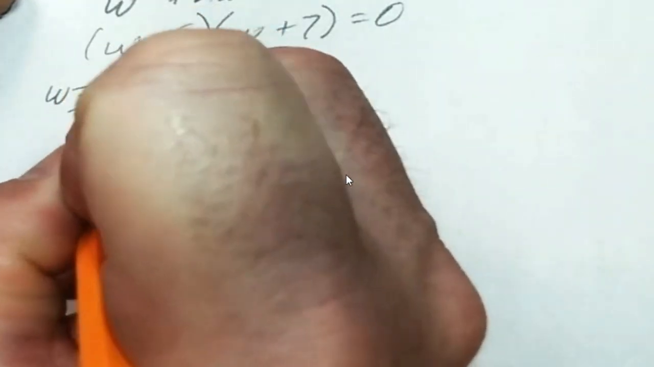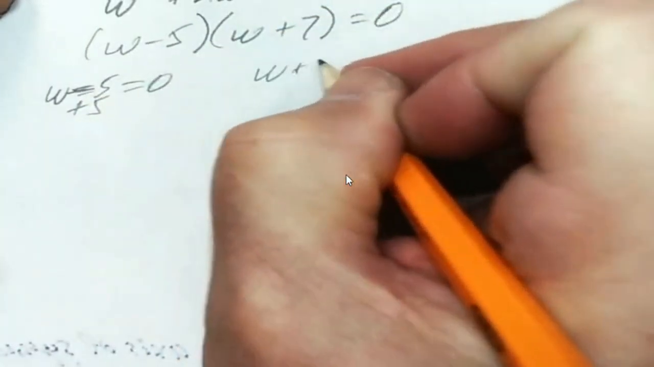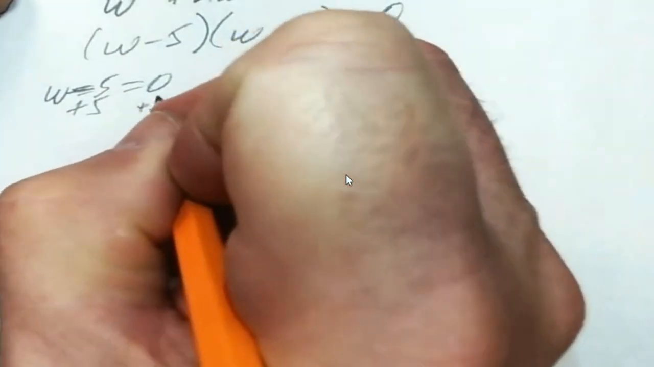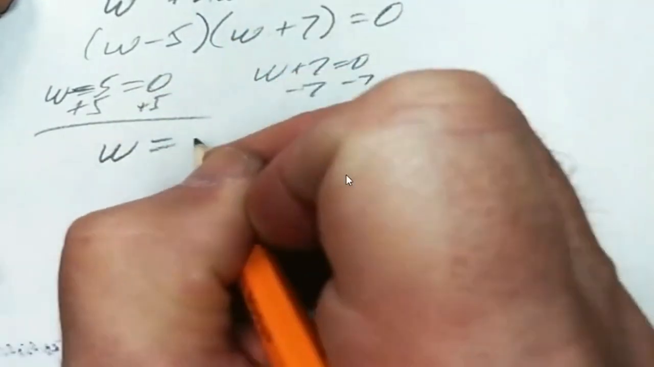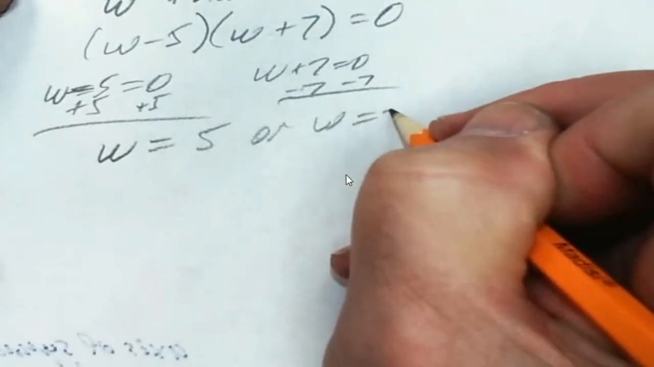Let's do width minus 5 equals 0. So we can add 5. Or w plus 7 equals 0. Subtract 7. So w equals 5, or w equals negative 7.